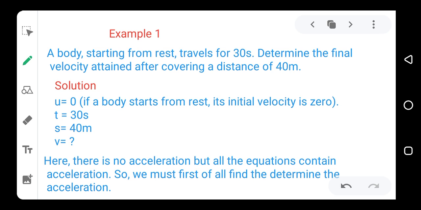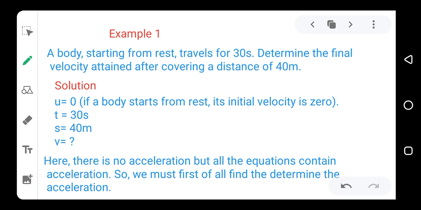So we have to use any of the equations that contain the parameters we already know, to get the acceleration from it. Now, we don't know the final velocity, so we shouldn't consider any of the equations that contain final velocity. So we are going to use the equation that contains initial velocity, time, and s, of course, and then acceleration.